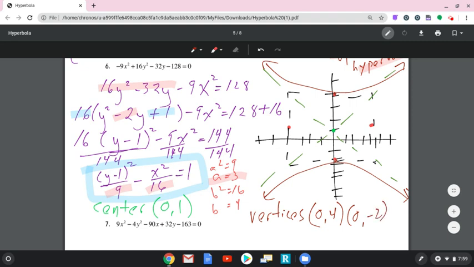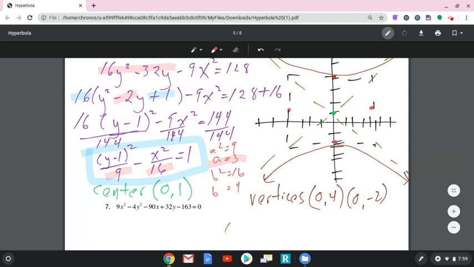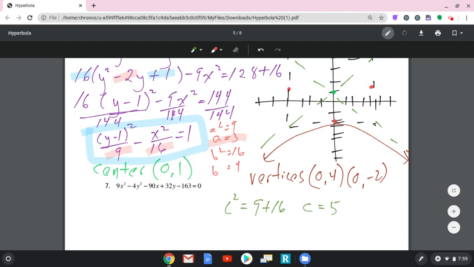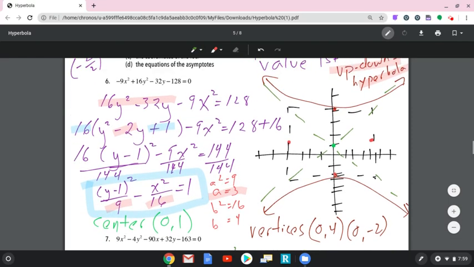Those are my vertices. Now I have to figure out my foci. First I need C squared equals A squared, 9, plus B squared, 16. So C is going to be 5. And I'm adding that to y. Why am I adding that to y? Because it is an up and down hyperbola. So if I look at my center, 1 plus 5 is 6, so (0, 6). And 1 minus 5 is -4, so (0, -4). Now I can put those two values as my foci: (0, 6), which is up here, and (0, -4), which is down here.